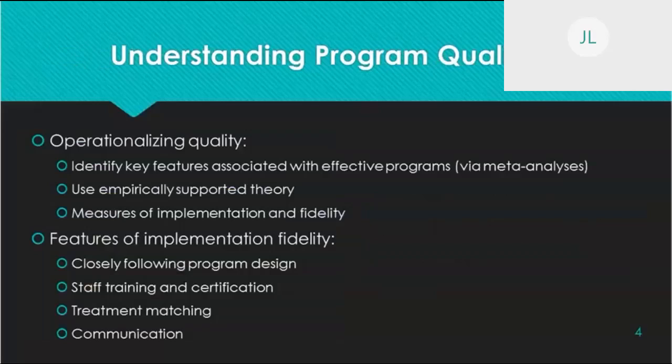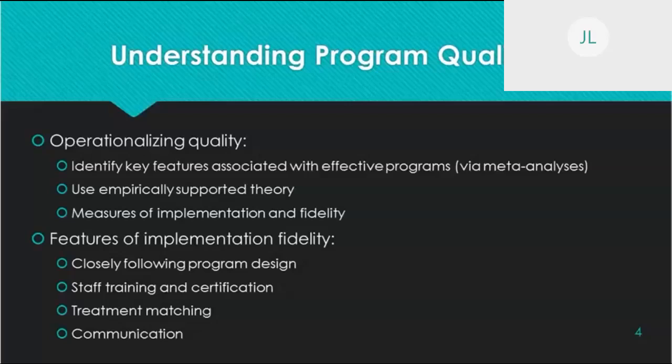So when it comes to this idea of quality improvement, operationalizing quality can be quite challenging. First, you really need to identify what the key features are associated with effective programming, which should be empirically based, using systematic reviews and meta-analyses. An effective intervention should also be empirically supported by theory. This is critically important, as programs can waste a lot of time and money on well-meaning programs, but they become theoretically or empirically baseless efforts.